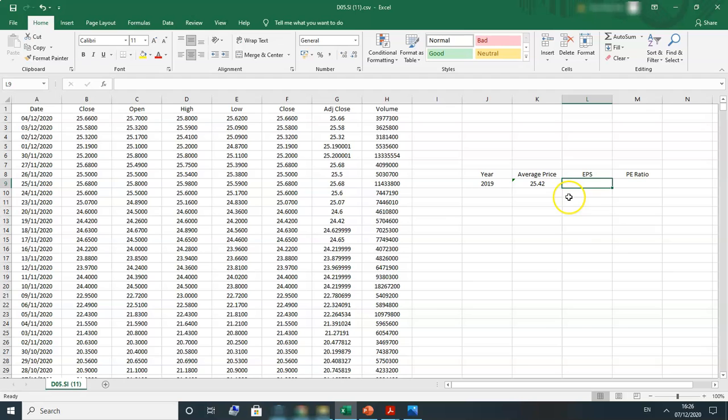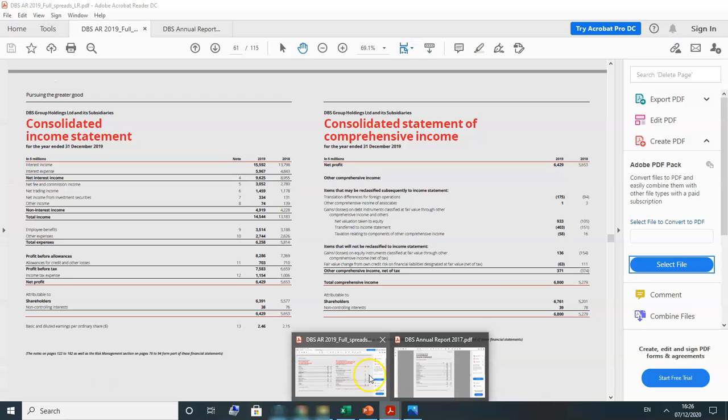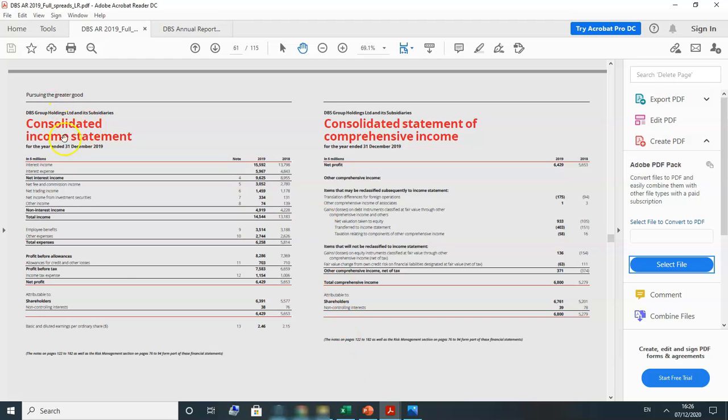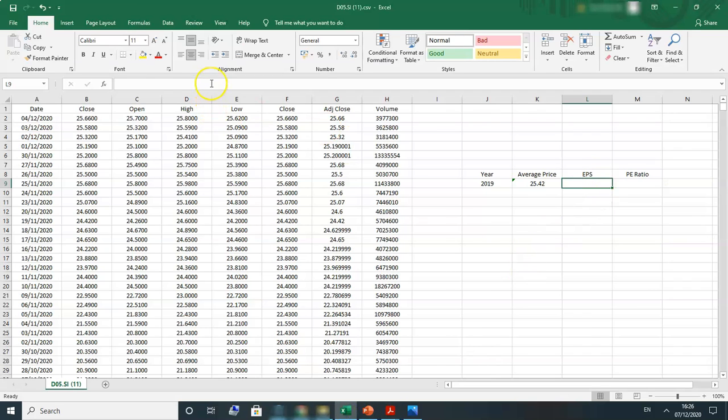And we know the EPS by looking at the annual report. Now, in the annual report for the year 2019, the earnings per share is 2.46. Therefore, we go back here and put it as 2.46. The PE ratio will be very simple. We just take the average price divided by EPS. So in this case, it's K9 divided by L9.